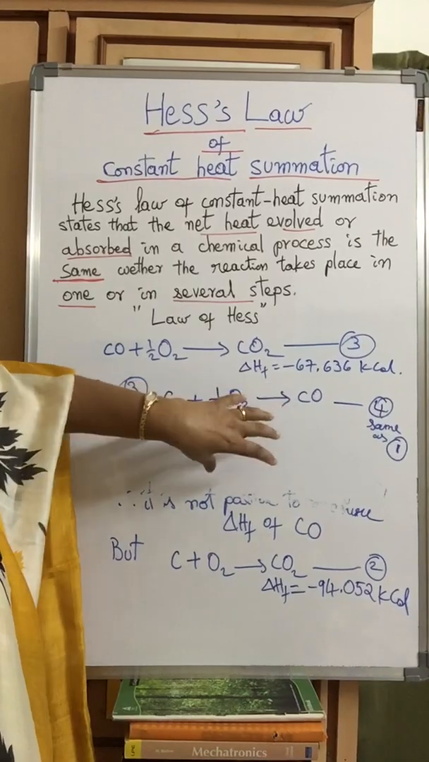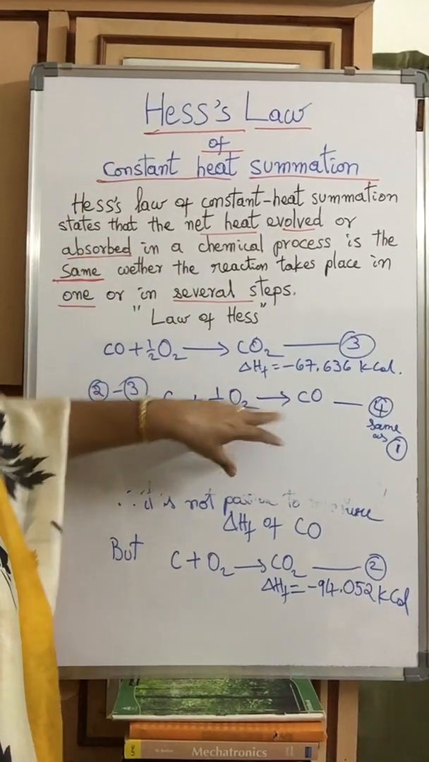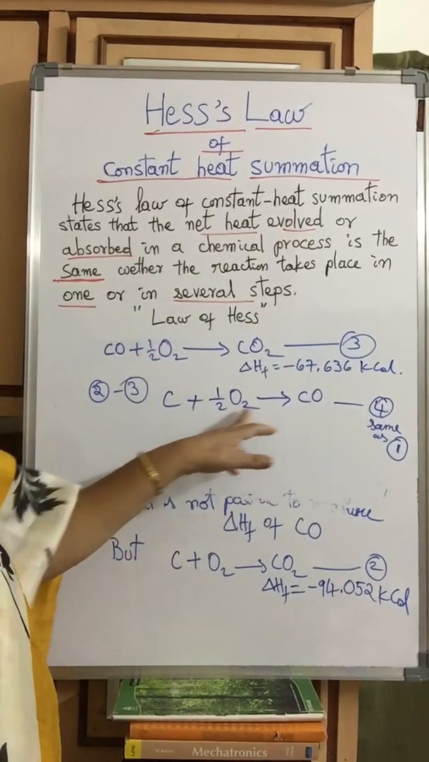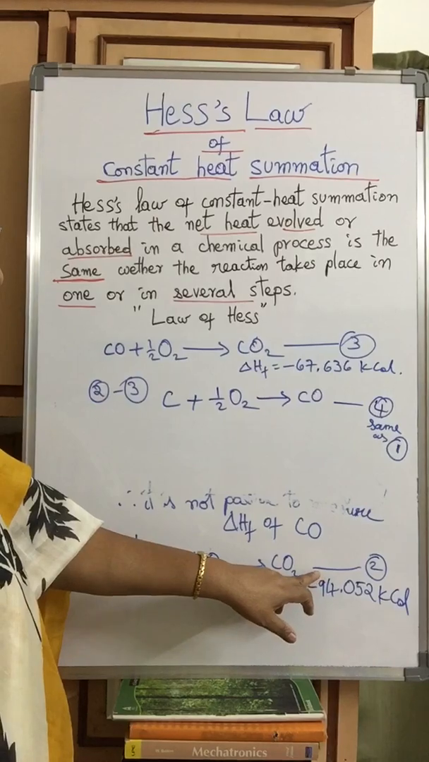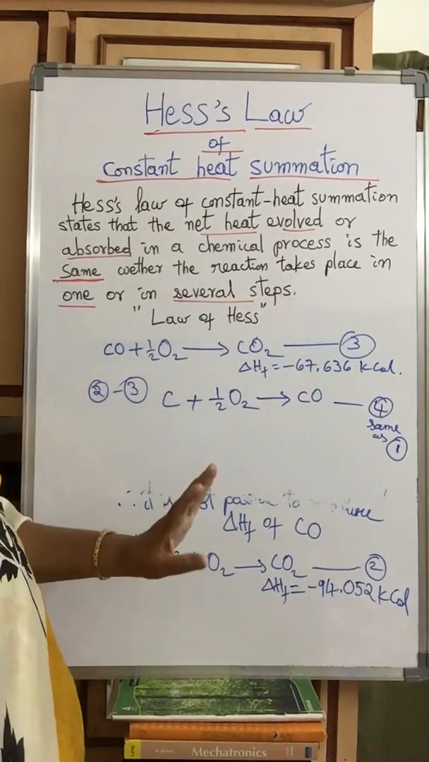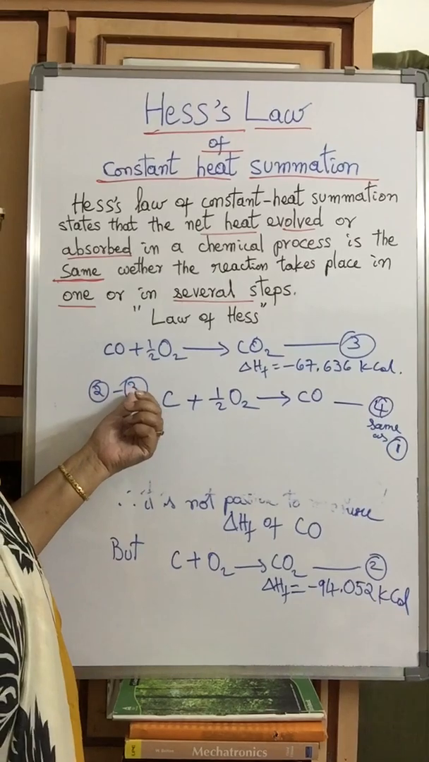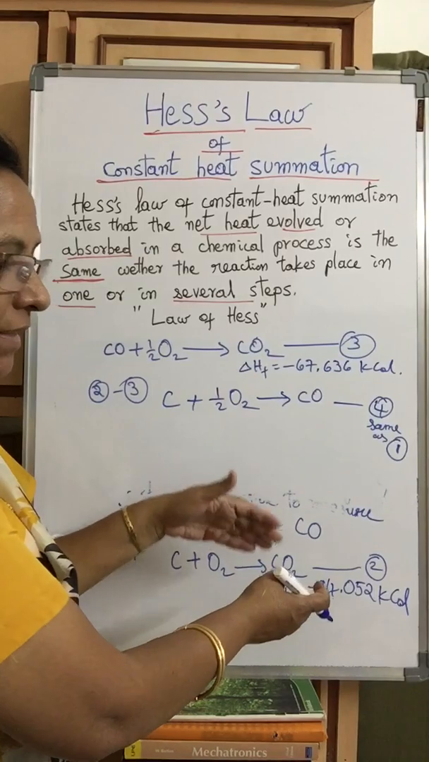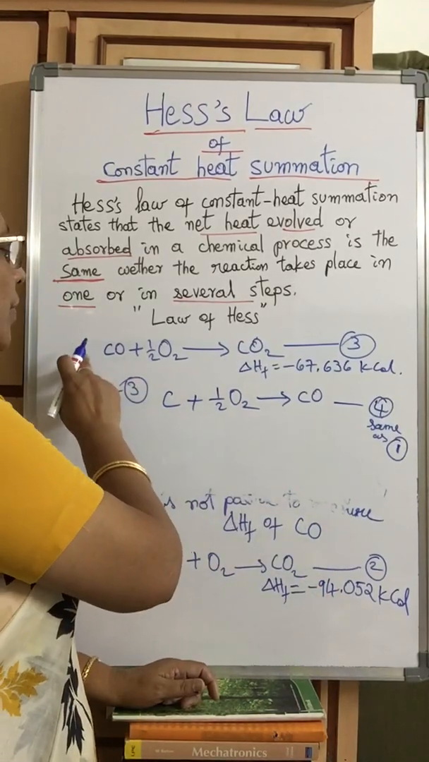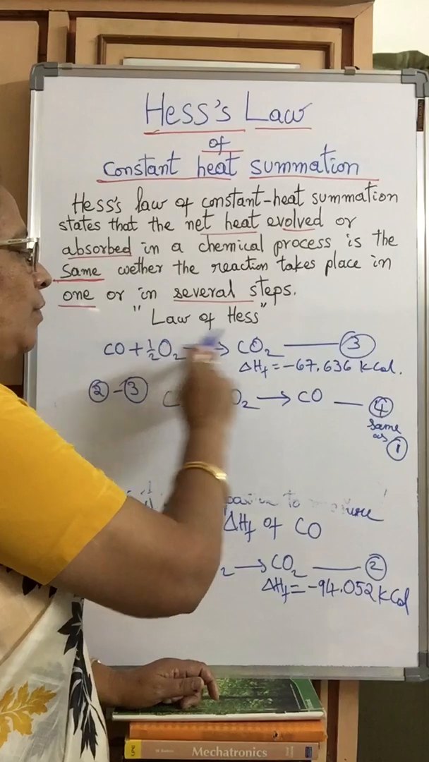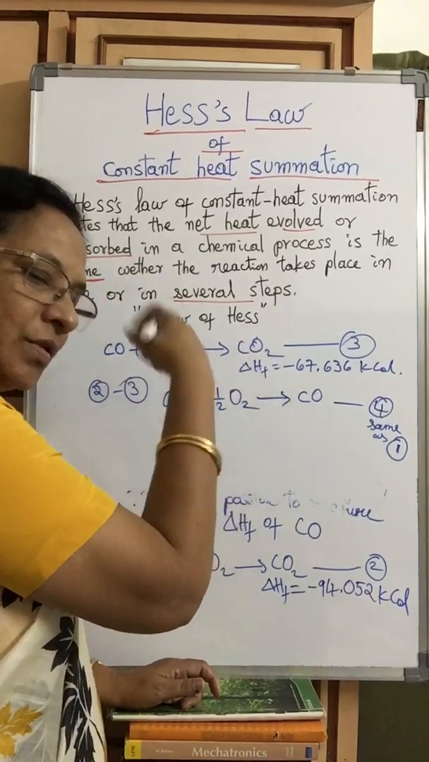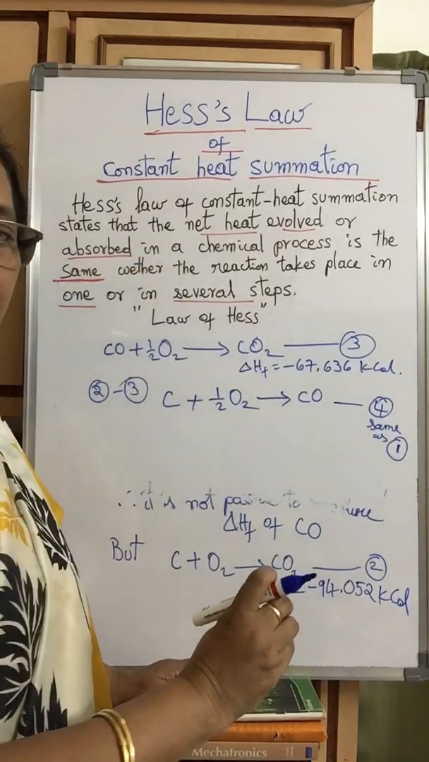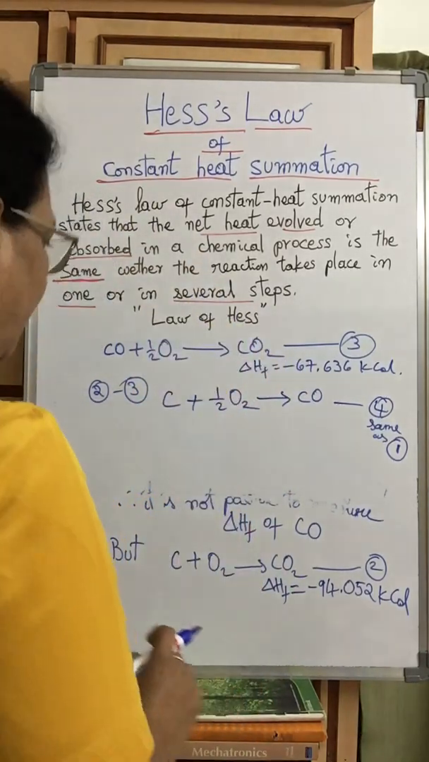We don't measure the heat of formation of CO, but we can calculate it using equation 2 and equation 3. That means we are subtracting 3 from 2. In the same way, as we discussed last class, if you multiply the entire equation by a coefficient, delta HF also must be multiplied. Whatever manipulations we do to the equation, we should do the same to delta HF.